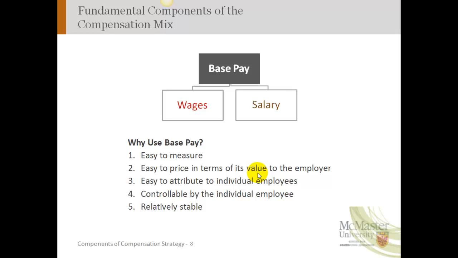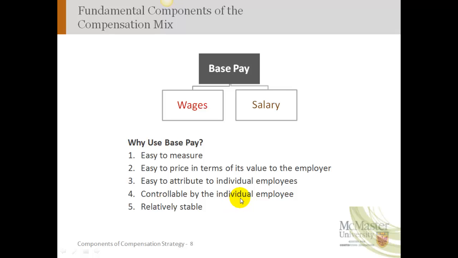So it's easy to price in terms of its value to you as an employer, but to other employers in the area that are competing for the same kinds of people. It's easy to attribute to individual employees. So it's easy for me to say, okay, Joe Brown, you are earning $50,000 a year. You are an intermediate accountant, right? And that's what I'm paying you. And that's what I pay most of my intermediate accountants. So it's easy to attribute to an individual employee, and it's also controllable by individual employees.